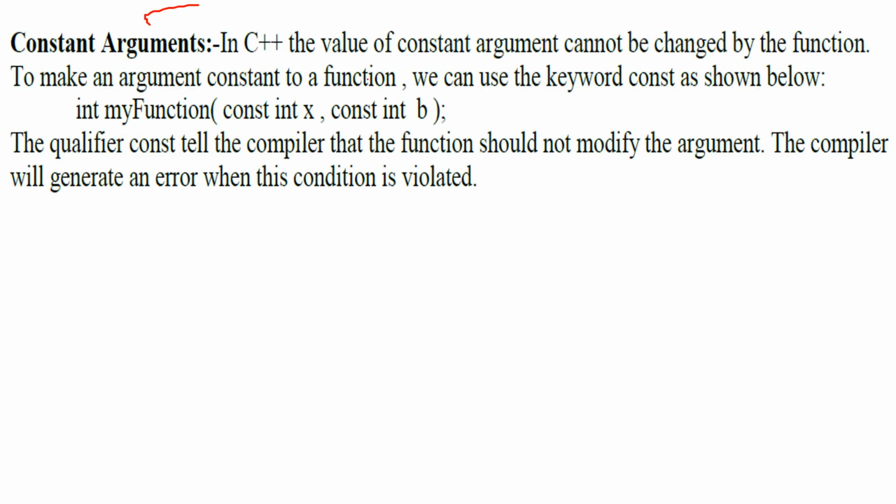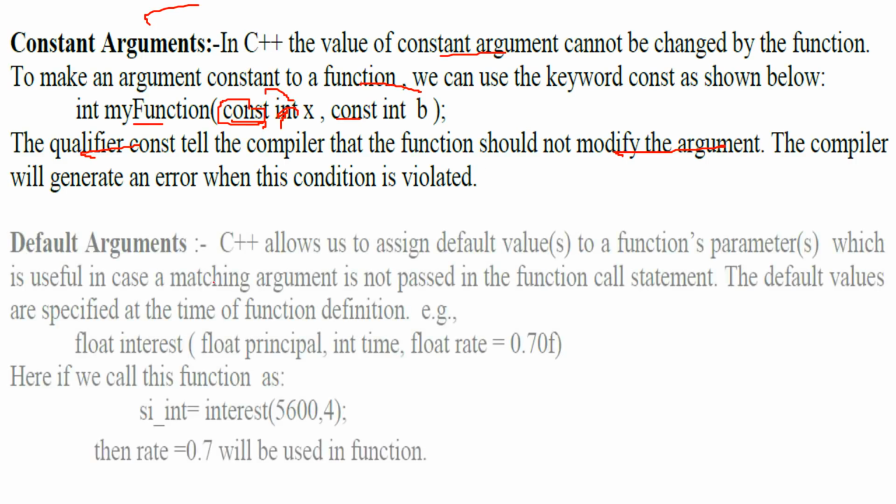Constant arguments. In C++, we have constant arguments. A constant argument means we don't want this argument to be changed. In order to make an argument constant, we just have to add one keyword, that is const. This const signifies that this function will have certain values inside it as an argument, and it is constant, so you cannot change it. This qualifier const tells the compiler that the function should not modify the argument in any case. Otherwise, the compiler is going to give you an error if you happen to violate it.